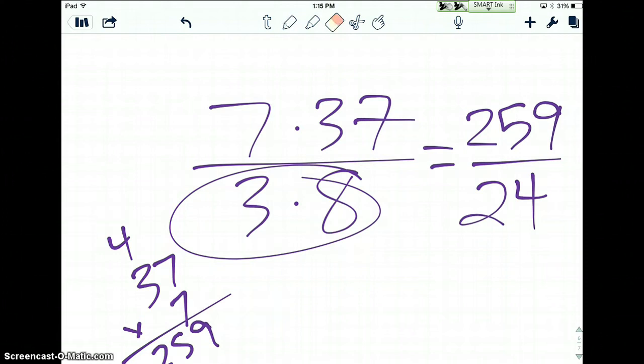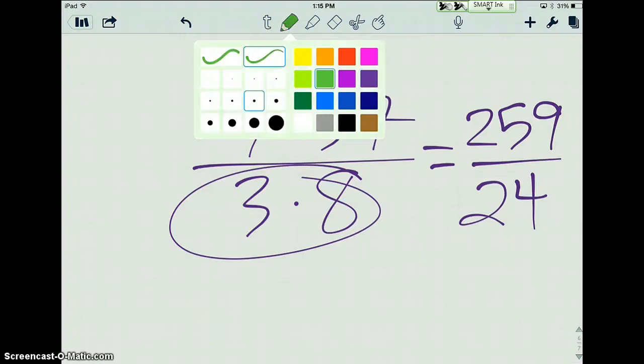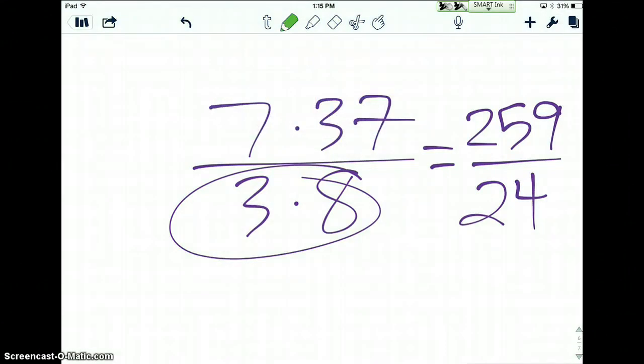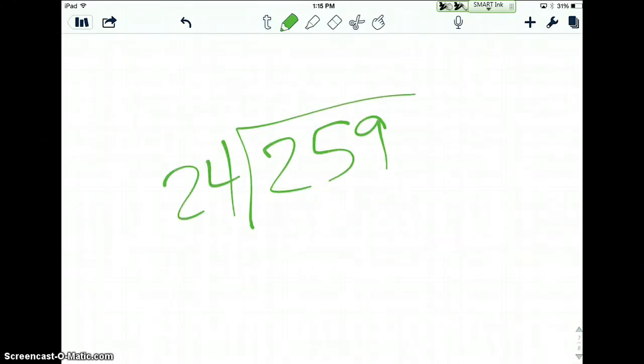You know what? That's improper. So one more step, and I'm almost there. And I'll be that 2-year-old being like, yeah! 259 divided by 24. Since it was improper, we're converting it to a mixed number. 24 goes into 25 one time.